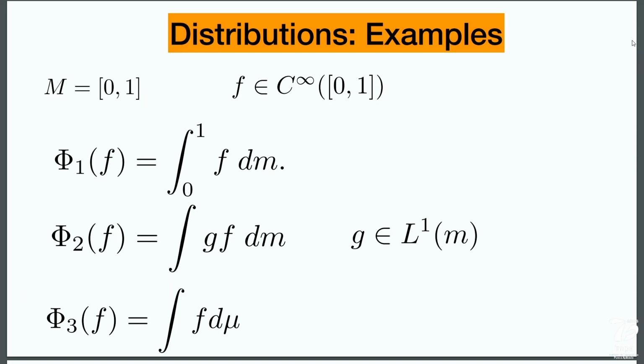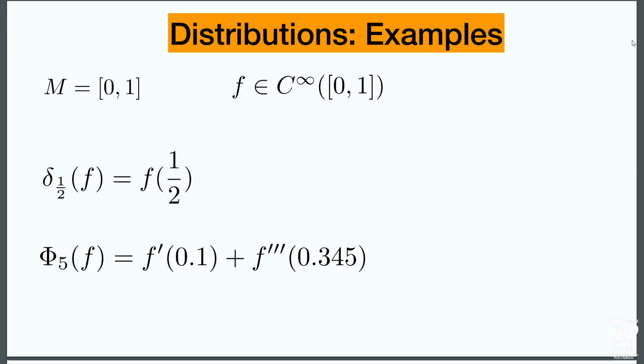Okay, so there are many examples of this. For instance, pick the Lebesgue measure: you pick F and integrate with respect to Lebesgue measure. This is a distribution. A measure that is absolutely continuous with respect to Lebesgue measure, with density G, is also a distribution. Another regular measure is also a distribution. But you can pick something more weird like this: you pick F and associate the derivative at some point plus the third derivative at another point. So this is not a measure anymore. It's kind of more exotic, but this is a distribution.